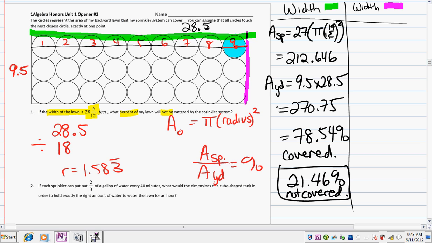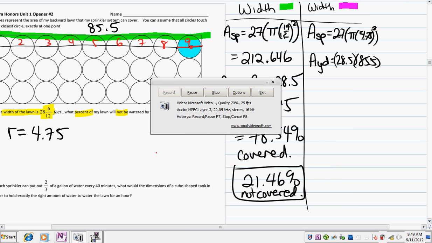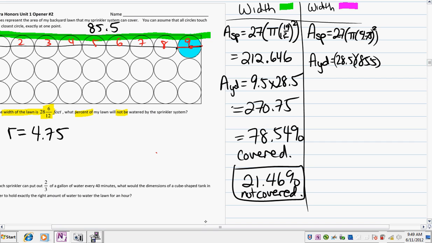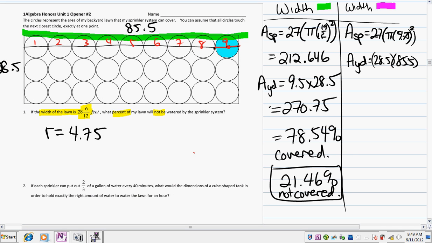I could do the problem the other way, and I'm going to pause it and just show you what I did. Alright, so I'm back, and I computed that the radius would be 4.75 when I changed what I was calling the purple dimension to be the 28.5. All I did was take the 28.5 and divide it by 6 to get 4.75. I still have 27 circles, so I can find the area of the sprinkler that way. The width of the lawn now changes, because if 3 circles going down makes 28.5, then 9 circles must be 3 times as big, 85.5.